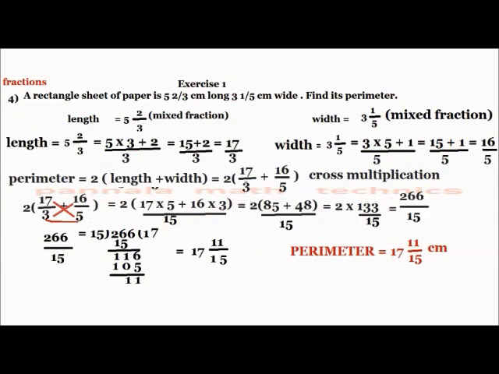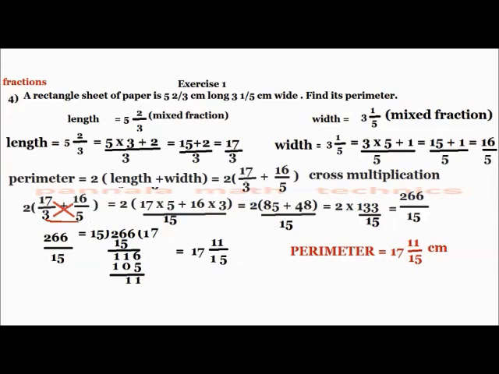Now the length of a rectangle is equal to 5 2 by 3 centimeters and the width is 3 1 by 5 centimeters. Both are mixed fractions. So length will become 17 by 3, it's an improper fraction. Width is equal to 16 by 5, it's also an improper fraction. So perimeter, we know, is 2 into lengths plus widths. So first add 17 by 3 plus 16 by 5.